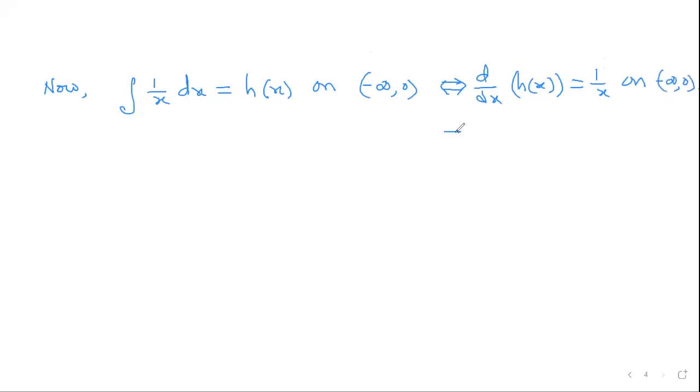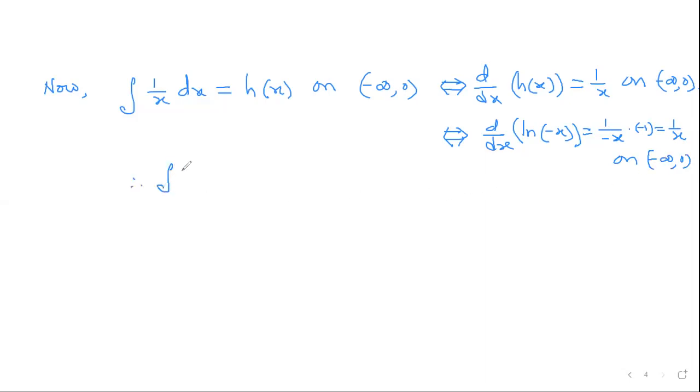But we know that we cannot take ln x here, because x is negative. So if we put negative x and take the derivative, what will it be? If we apply the chain rule, it will be 1 over negative x times negative 1. So this is 1 over x. This is on the interval negative infinity to 0. So what are we getting?